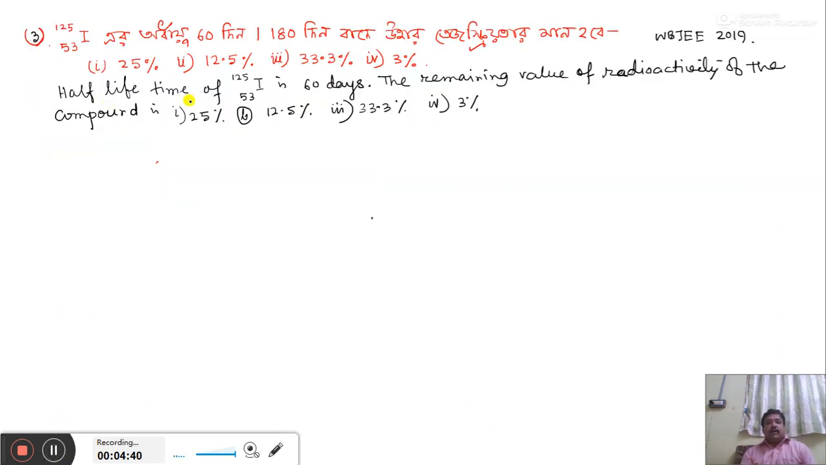Next question is: the half-life time of iodine 53-125 is 60 days. The remaining value of radioactivity after 180 days of the compound is: 25%, 12.5%, 33.3% and 3%. This question also came in West Bengal Joint Entrance Examination 2019.